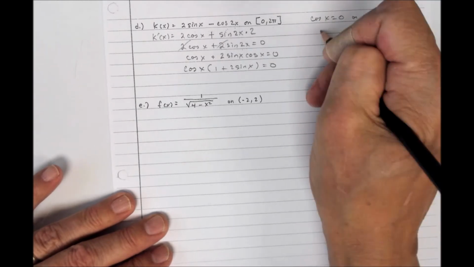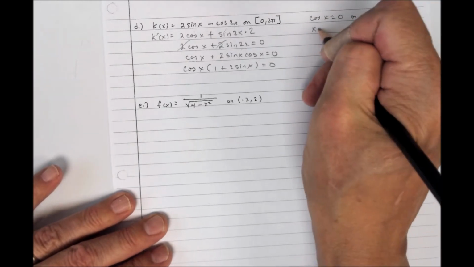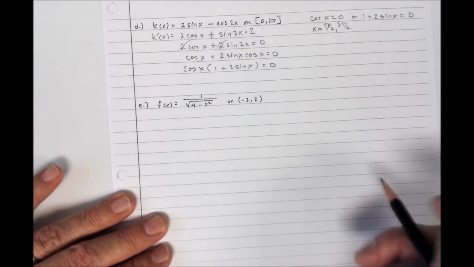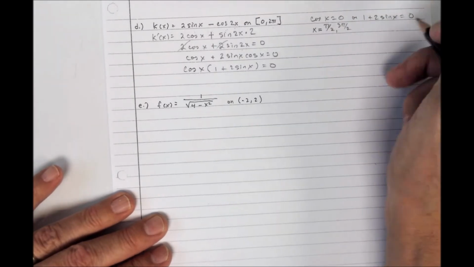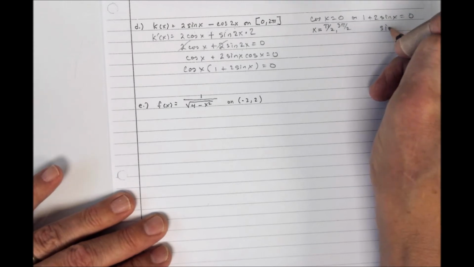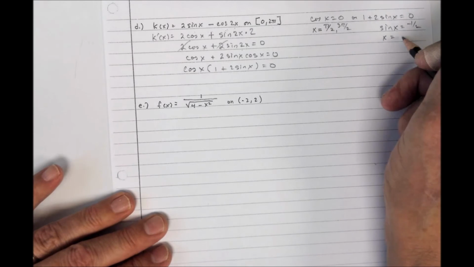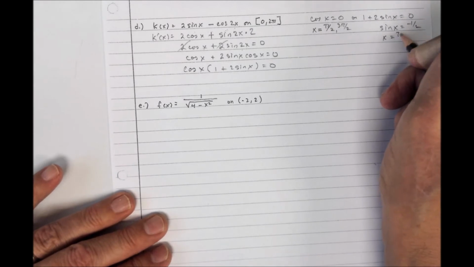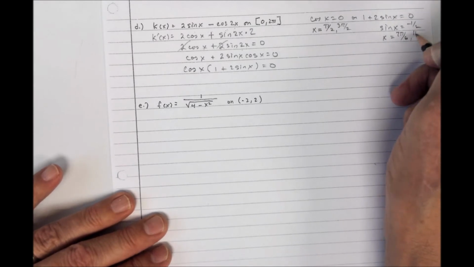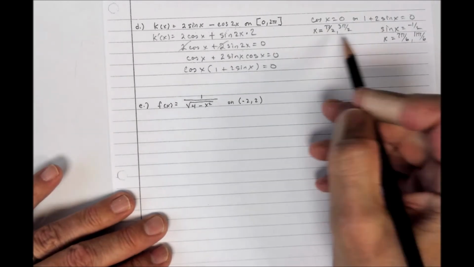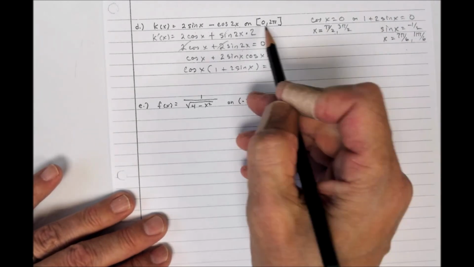All right, the cosine of x is equal to 0 at pi over 2 and at 3 pi over 2. The 1 plus 2 sine of x is equal to 0 when the sine of x is equal to -1/2. And that occurs at, let's see, 7 pi over 6 and 11 pi over 6. So I've got quite a mess here that I have to keep track of. I have 4 critical numbers and I have endpoints.